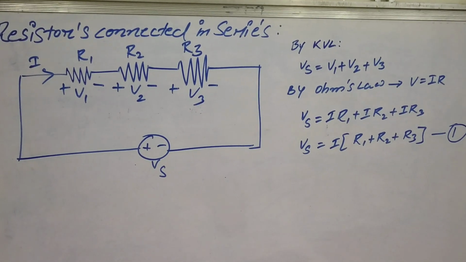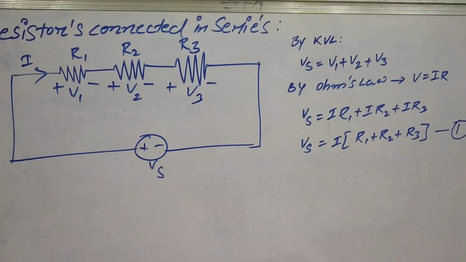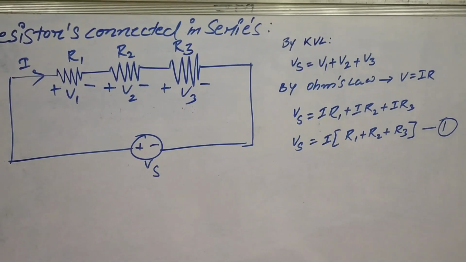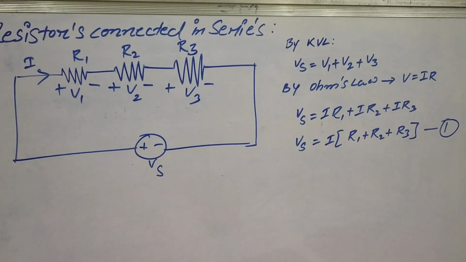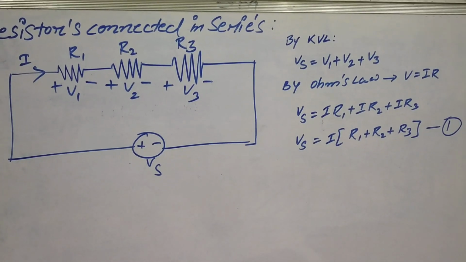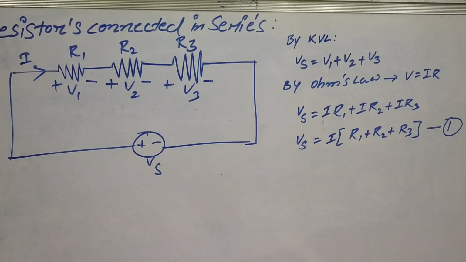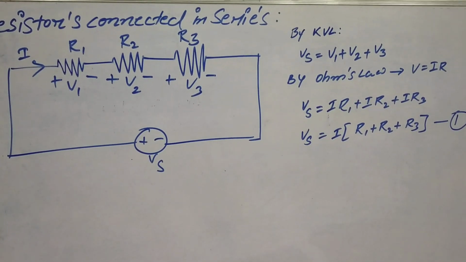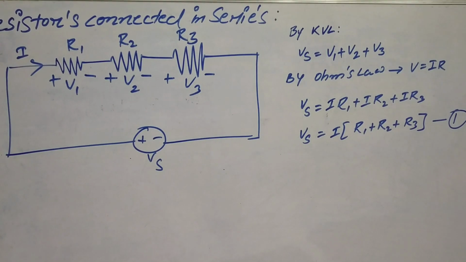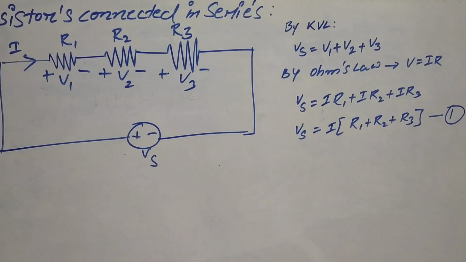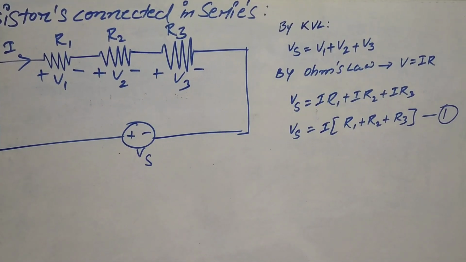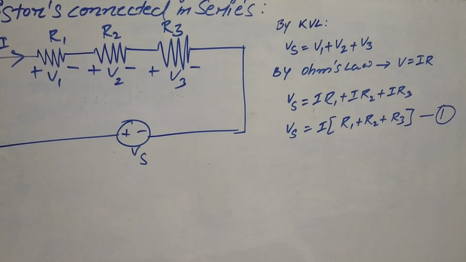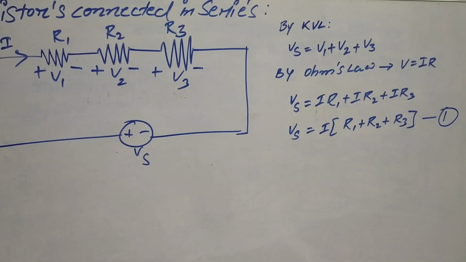By applying KVL to the circuit, we get Vs equal to V1 plus V2 plus V3. By Ohm's law, V equal to I into R. So Vs equal to I into R1, which indicates the voltage across R1, and the voltage across R2 becomes I into R2. Voltage across R3 becomes I into R3. By taking I common, we can write I into (R1 plus R2 plus R3).